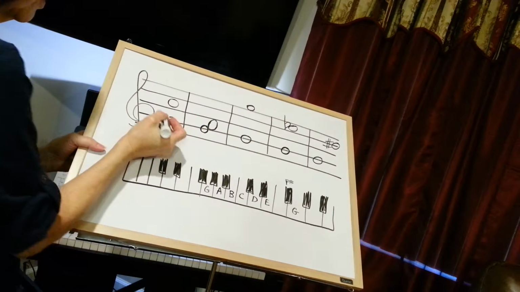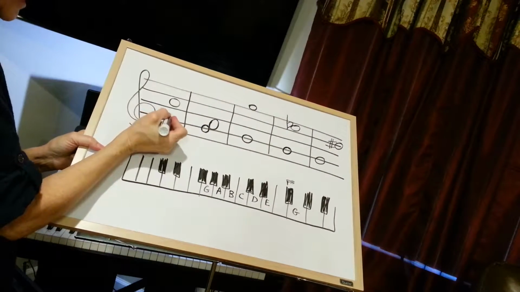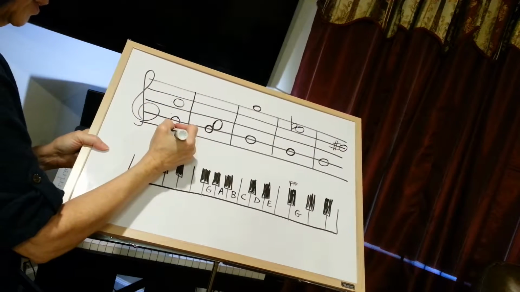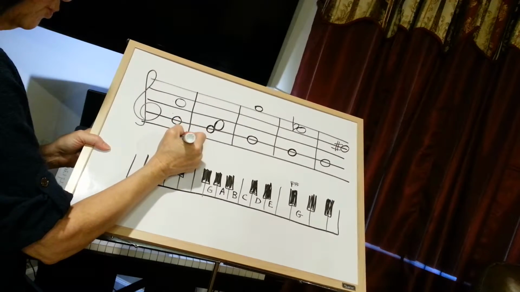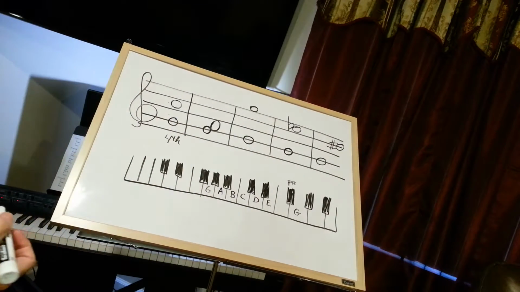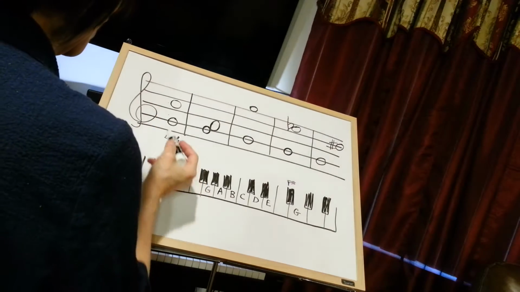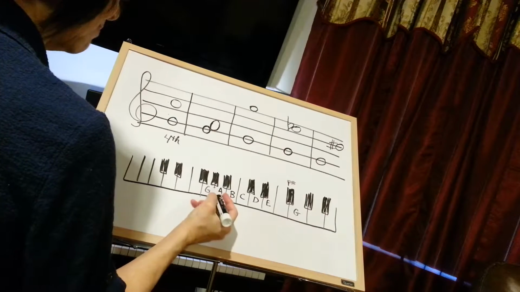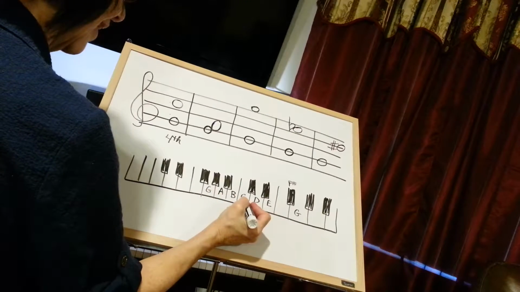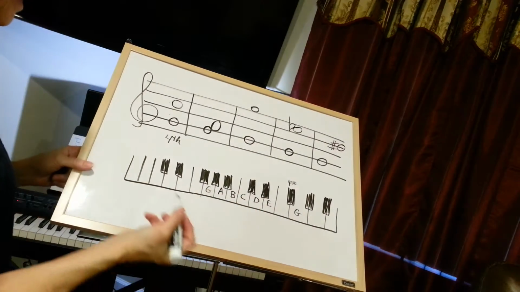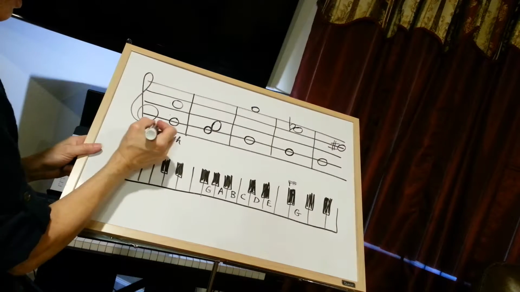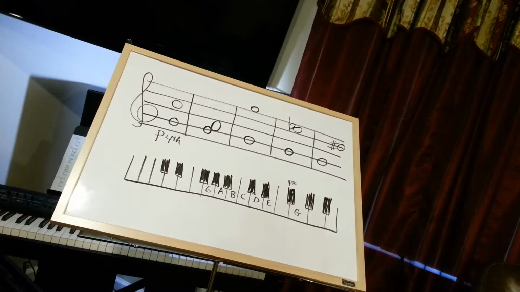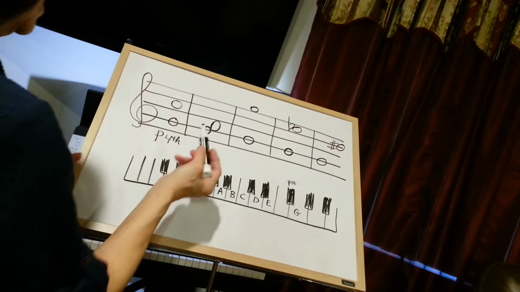I count lines, spaces, and lines. 1, 2, 3, 4. I know this is some type of a fourth. If it is in my scale, G and C, are those in my scale? G and C. Yes, it's simply called perfect fourth. So I just use my P. All right, let's look at the next one.